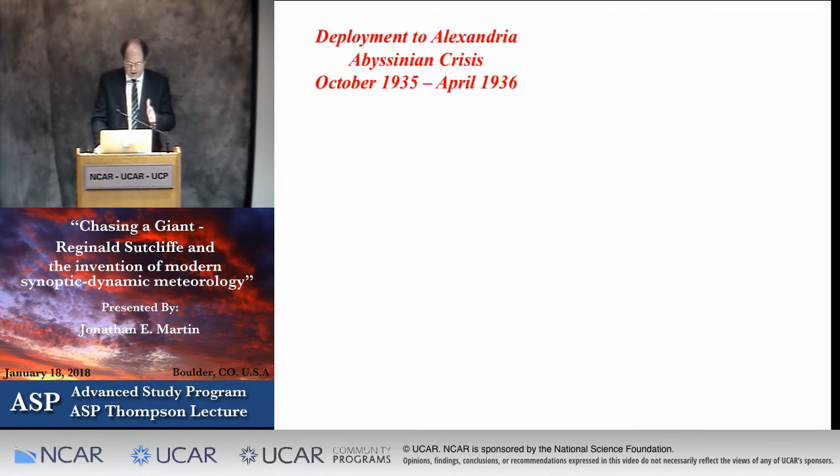Then he gets back to the United Kingdom in 1932, and he's working for a while in the British Met Office, the center of it in London again for a couple of years. And the British Navy decides to deploy to Alexandria during the Abyssinian crisis, where Mussolini is saber-rattling about the Mediterranean, and his prime target at the time is Ethiopia as a demonstration of power. It's hard to imagine why, but Sutcliffe is deployed to Alexandria in October 1935, and he's there for about 6 or 7 months.